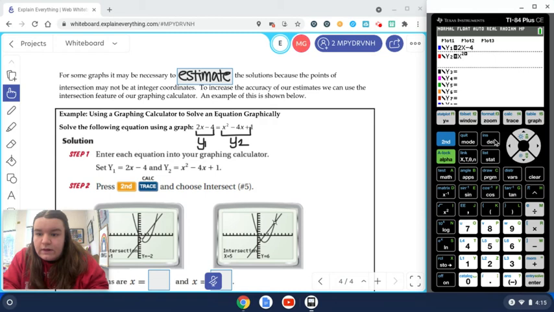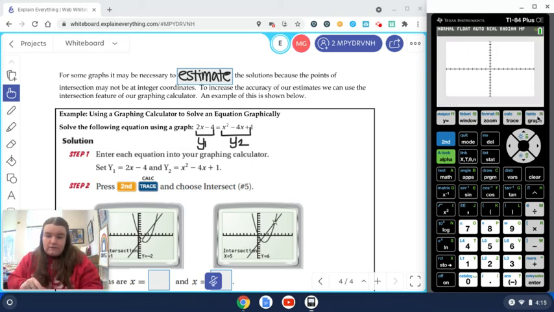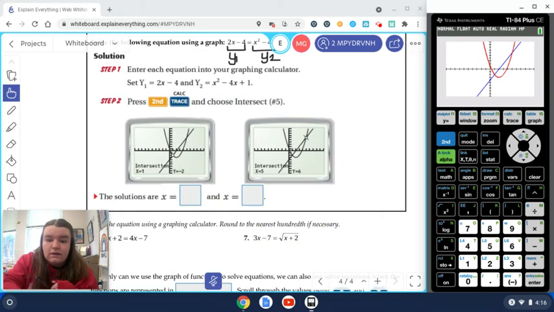I forgot to arrow out. So x squared minus 4x plus 1. So then if I look at the graph, it should look similar to what they have. Yep. So then it says press second trace, which has the little word calc above it, and choose intersect, choice 5. So I'll show you where that is on the calculator. Your second button, that's the blue button. And then trace is this button here next to graph. So it says calc above, and it'll calculate the intersection for us.